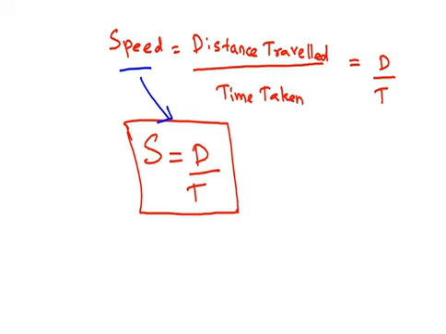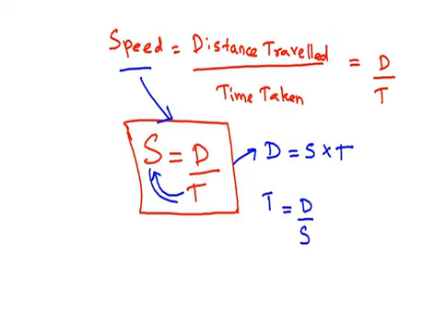For example, if we are trying to find out the distance traveled, the formula can be rearranged as distance is equivalent to speed multiplied by time. I switch over the time to the top. Say, for example, if we are trying to calculate the time taken for an object to travel, time is given by distance upon speed. I switch over the time, I switch over the speed.